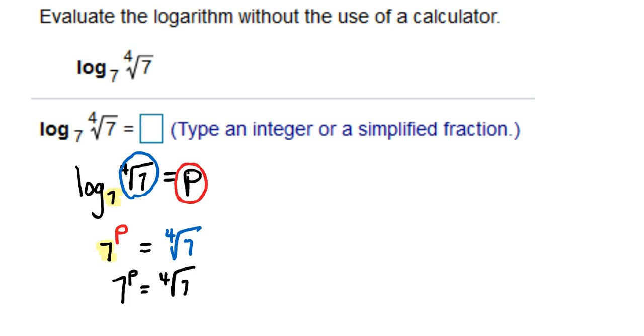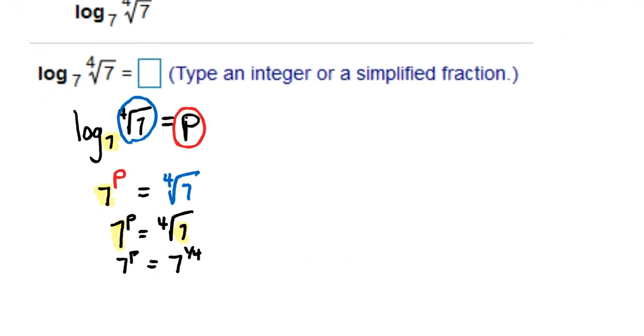So my strategy is to try to match the base on both sides. I have a base of 7 on the left and I have the number 7 on the right. I want to write both sides as 7 to a power. So I can change the fourth root of 7 to be 7 to the 1/4. And now that I have the base being the same on both sides, the exponents have to be equal to each other. So I know that power is 1/4. So I figured out that log base 7 of the fourth root of 7 is 1/4.